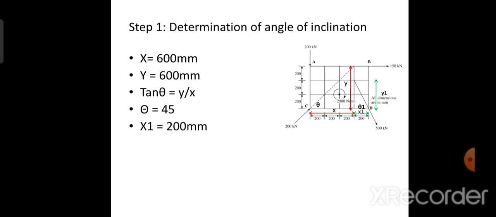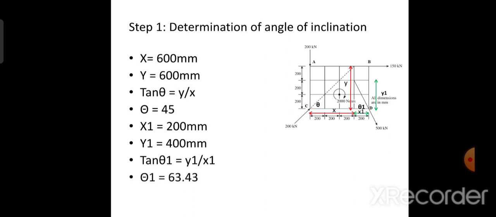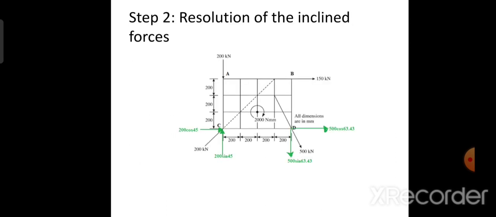Similarly, for the 500 kilonewton force we have two grids in the vertical direction, which is equal to 400 mm, and one grid in the horizontal direction, which is equal to 200 mm. So theta 1 is the angle of inclination with reference to the horizontal. So tan theta 1 will be equal to y1 by x1. So theta 1, after simplification, I am getting as 63.43 degrees. So these are the resolved forces for the inclined forces with reference to theta and theta 1 which I got in the previous slide.